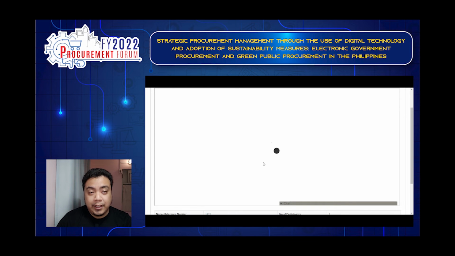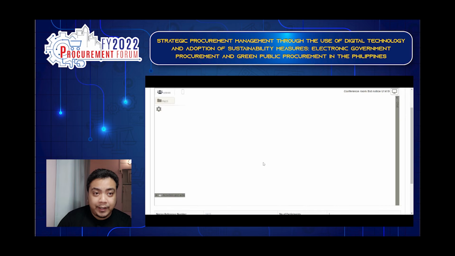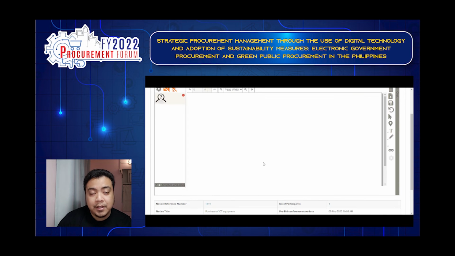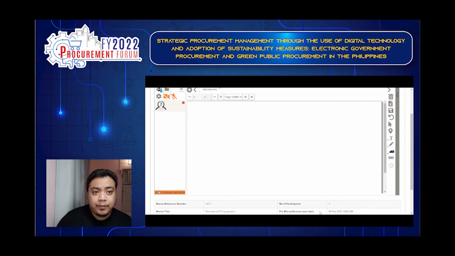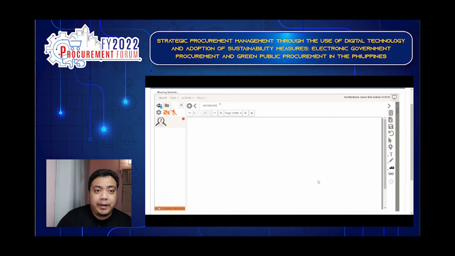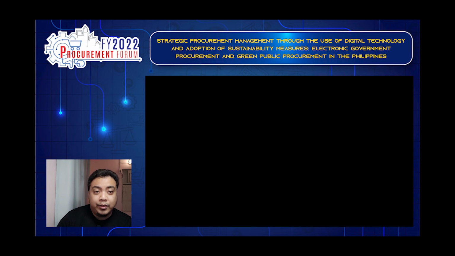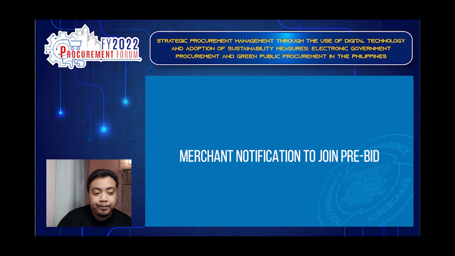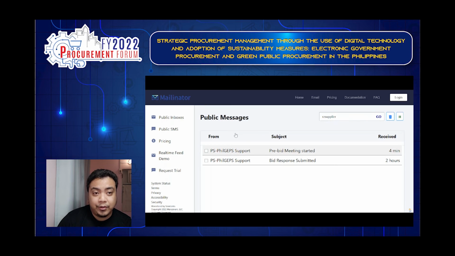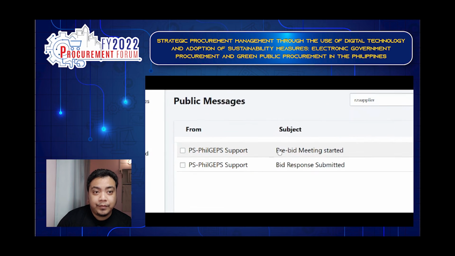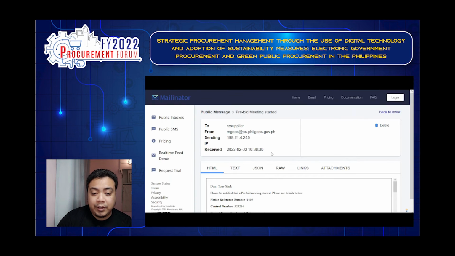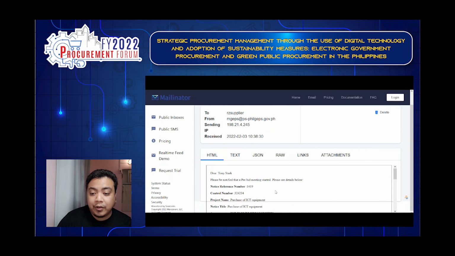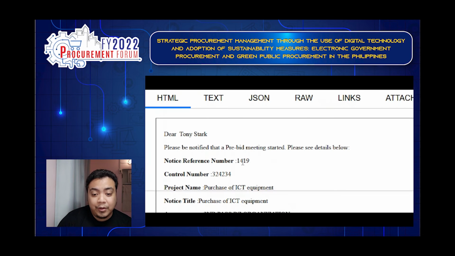So this is the user interface of the pre-bid conference embedded in the modernized PhilGEPS. Now as a merchant, there will be a notification that will be given through their email that the pre-bid conference is initialized or is already started. So they will just need to search the notice reference number from the bid notice.